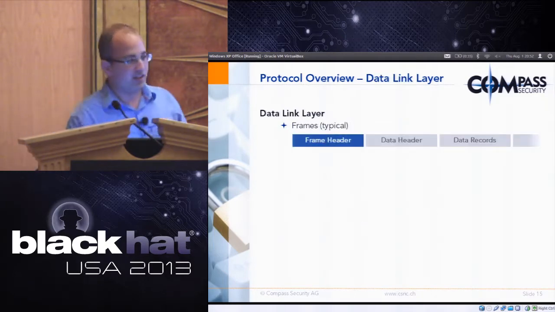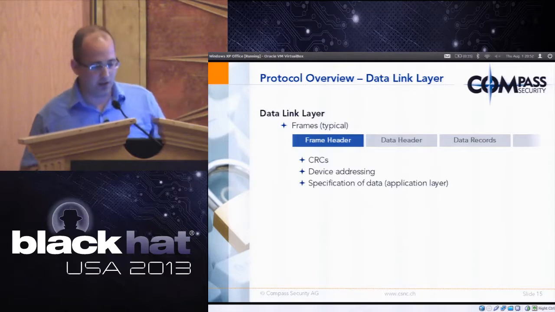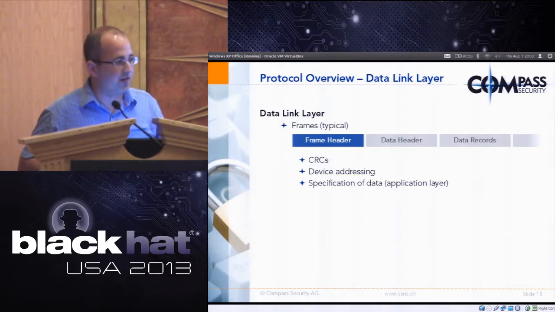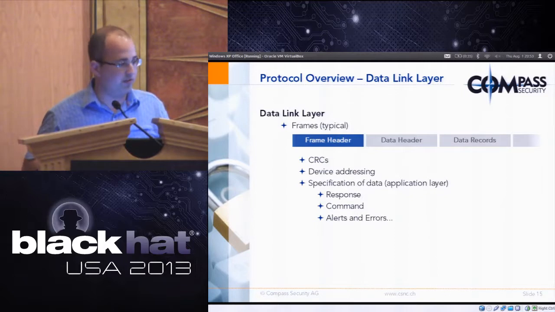And if we have a look at the link layer, there's a frame header, which has some cyclic redundancy checks, so receivers can figure out whether some packets got manipulated. The frame header also takes care of the device addressing. So if I send a packet, then the receiver needs to know who sent that packet. And it also specifies the rest of the protocol, so all the gray boxes. So I could, for example, send responses to requests. I could send commands, alerts and errors.